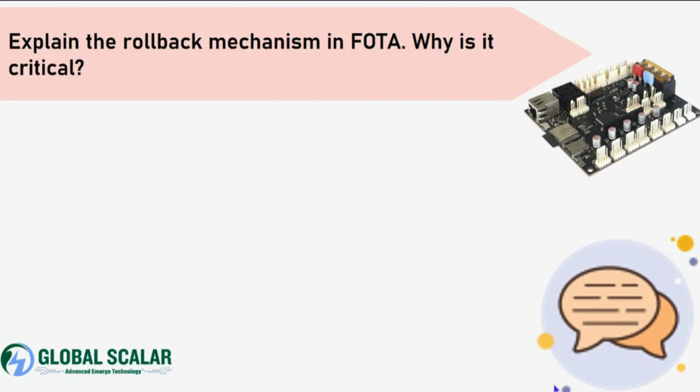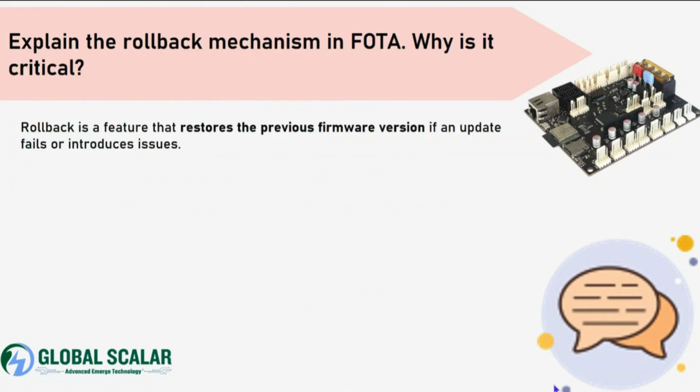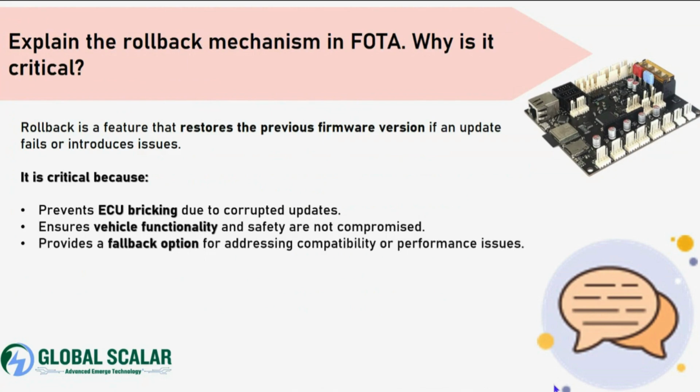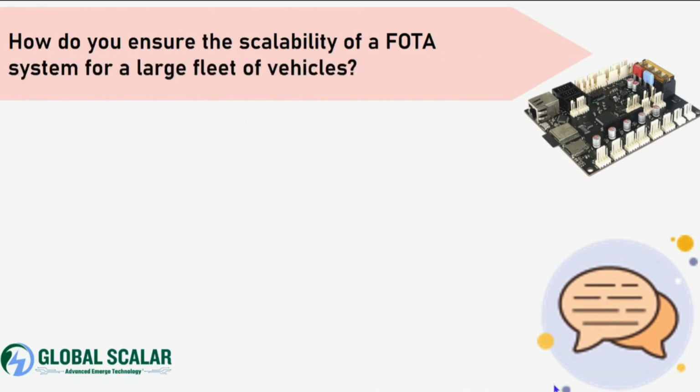Explain the rollback mechanism in FOTA, and why it is critical. Rollback is a feature that restores the previous firmware version if the update introduces issues. It is critical because it prevents the ECU from breaking due to a corrupted update, ensures vehicle functionality and safety are not compromised, and provides a fallback option for addressing compatibility or performance issues.